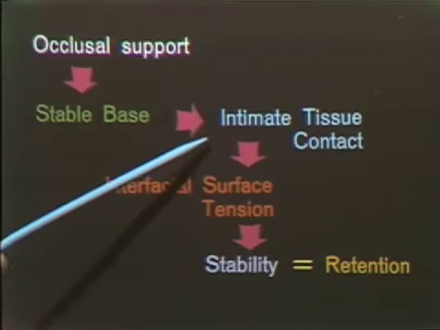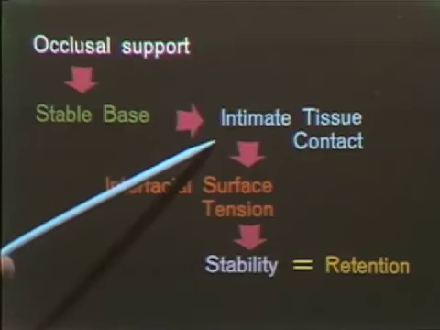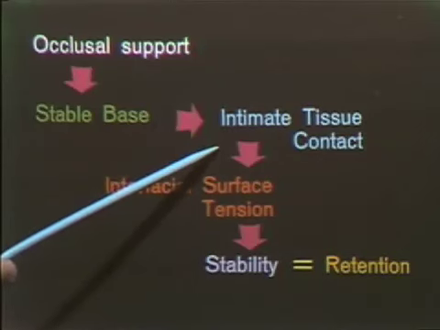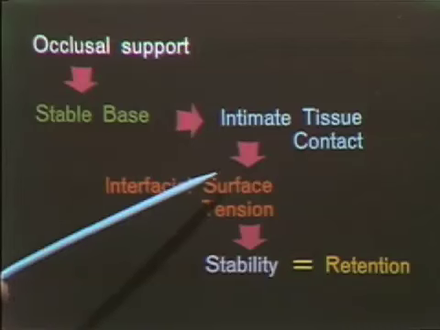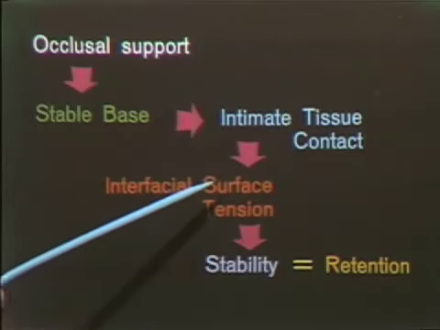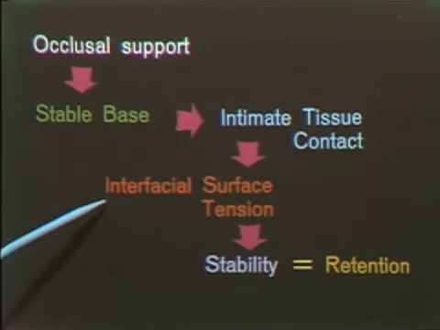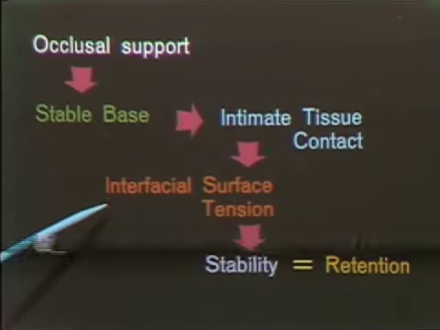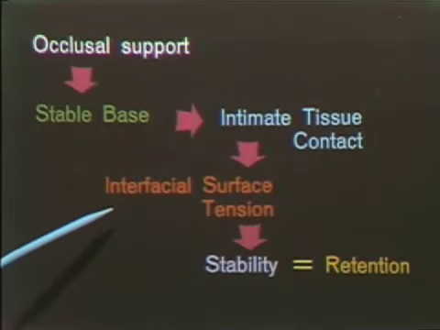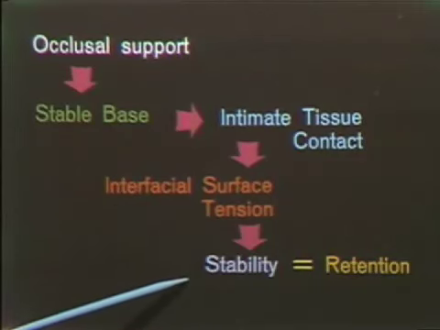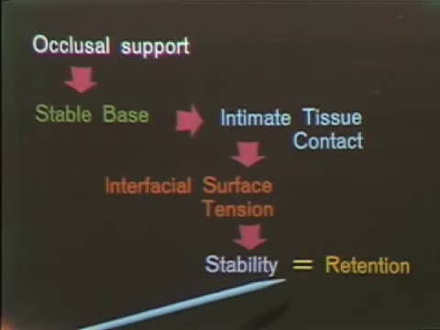So the stable base comes from intimate contact of the base with the tissue when the tissues are at rest and in function. If we have intimate contact of the base with the tissue, we have the maximum situation for our retention, which comes from our interfacial surface tension, where we have two closely approximating surfaces and a thin film of fluid in between. If we have this situation, we have stability. If we have stability, then we have retention.